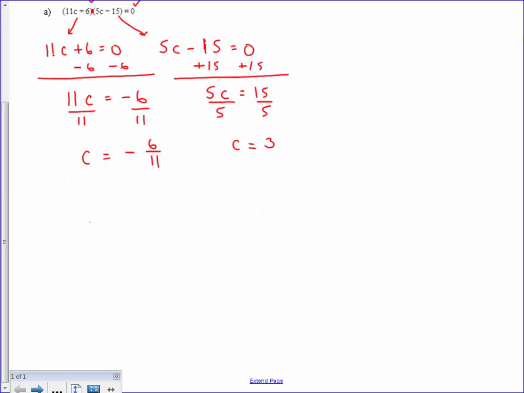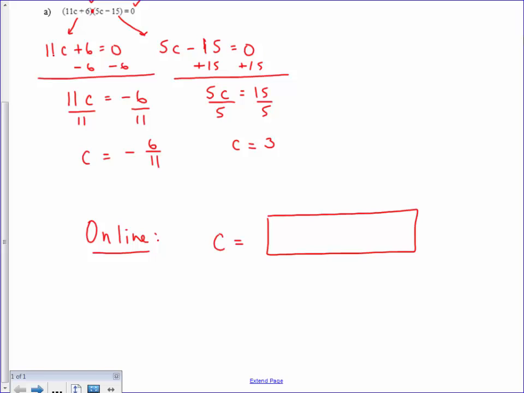Okay. Online, the way that you will want to do this, they will give you an answer box, and I believe before the answer box they will actually have written in the problem the variable equals whatever, and then you have to type in your answer. And so in this case you'd have c equals negative 6 over 11, and then you separate your answers with a comma, and then you would have 3.